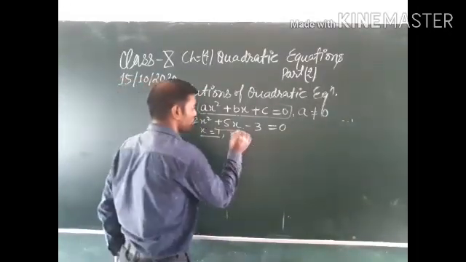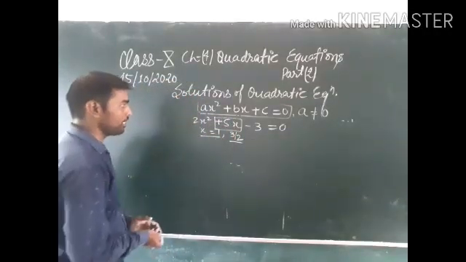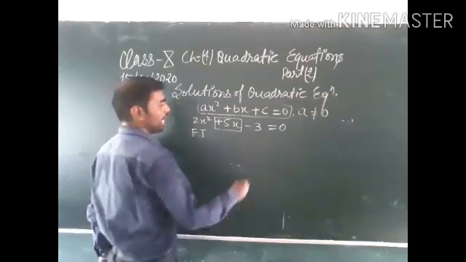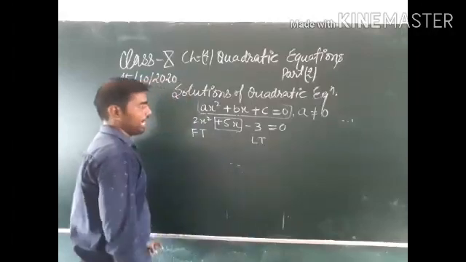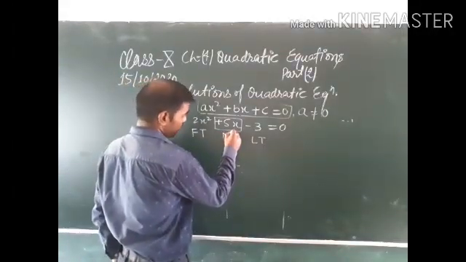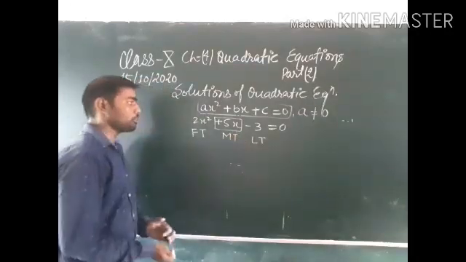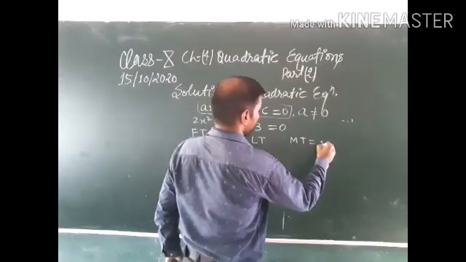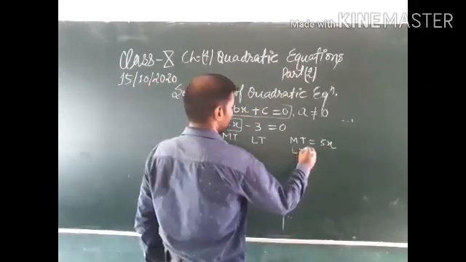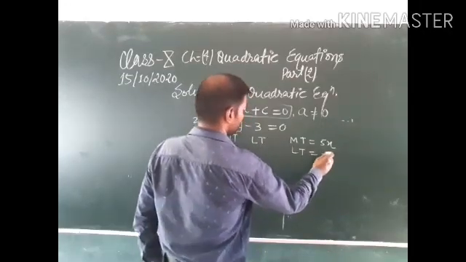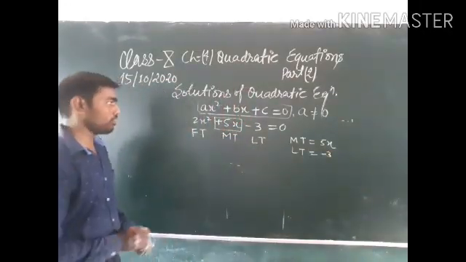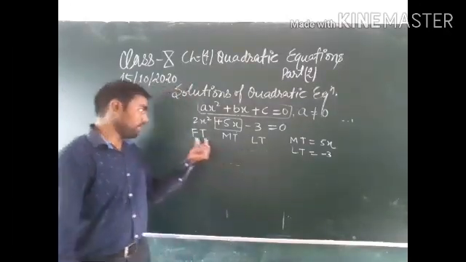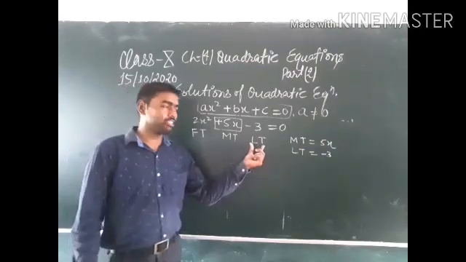Splitting the middle term, what is the meaning of this? Here the first term is 2x², the last term is −3, and the middle term is +5x. First of all, we multiply the first term with the last term, with sign.